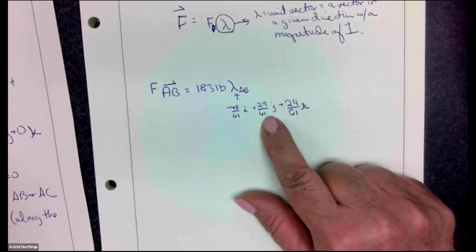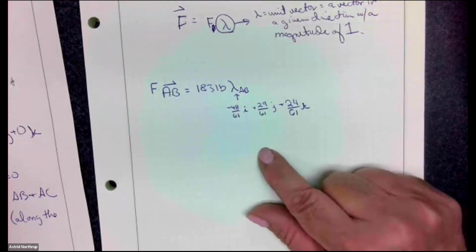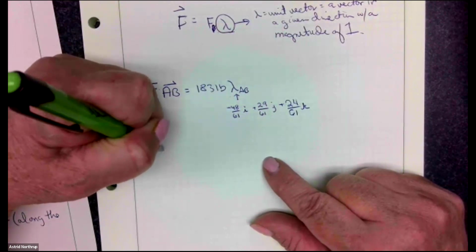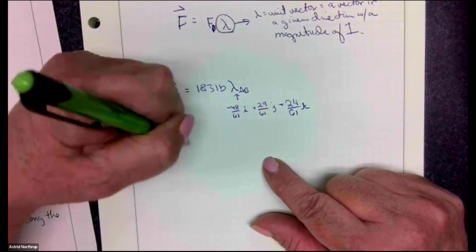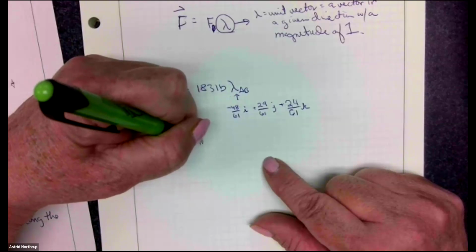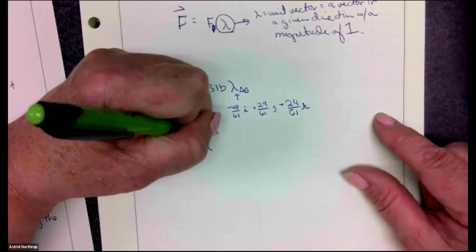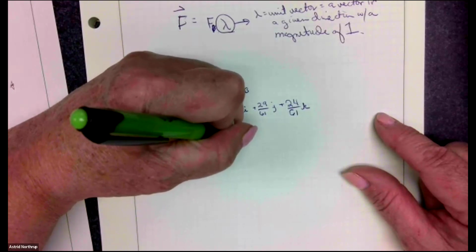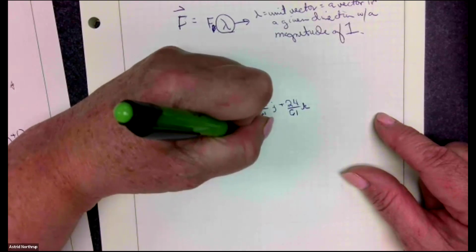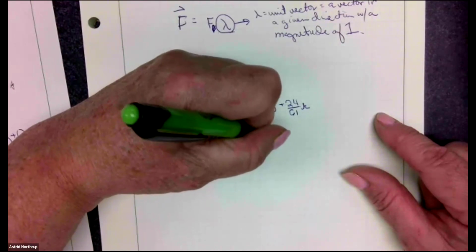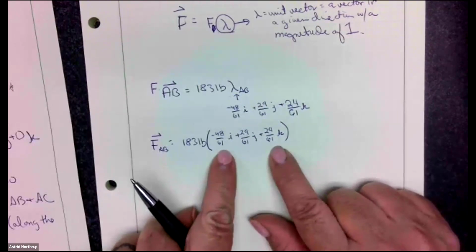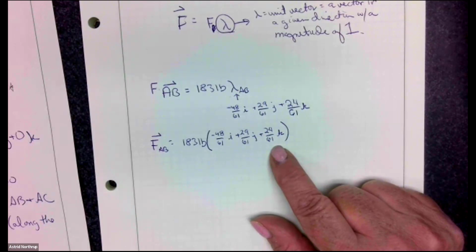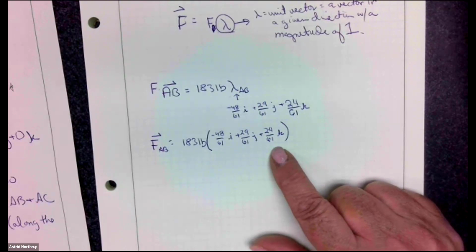And this is called the unit vector in the direction of AB. So that means that we can write force AB as being 183 pounds magnitude times negative 48 over 61 I plus 29 over 61 J plus 24 over 61 K. Now, if you wanted to, you could convert these to decimals, but sometimes something will happen in the math that makes it a little bit easier. So I don't normally, I use it like this.